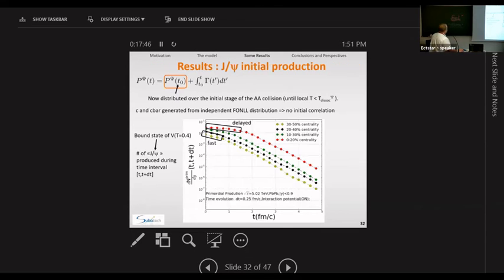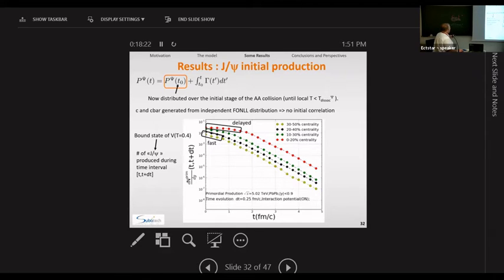So now when we look at this primordial, this initial production, of course, the initial time at which the temperature locally goes under the dissociation temperature is distributed. Okay, it's not instantaneous. And this is why, if you consider the number of J/psis that are initially created between time t and time t plus dt, where dt is 0.25 fm/c, you see, for instance, here in central collisions, this initial production is really delayed with time.